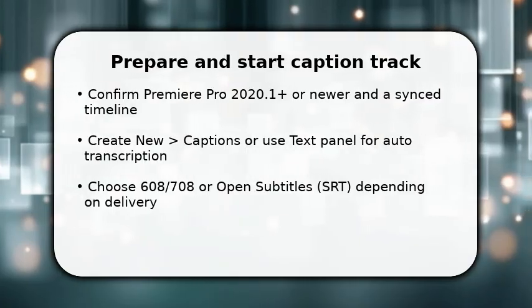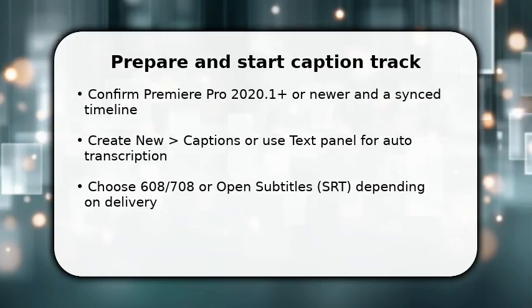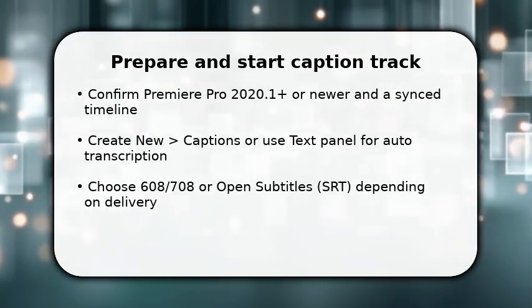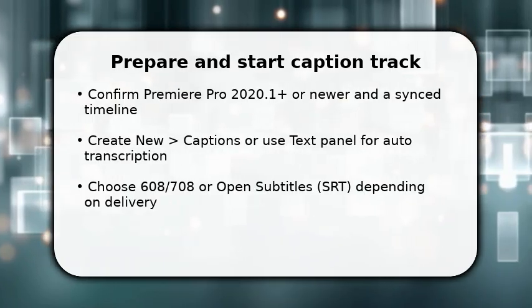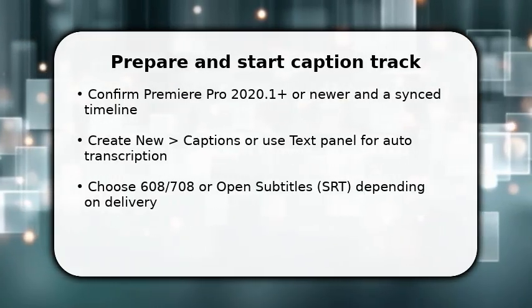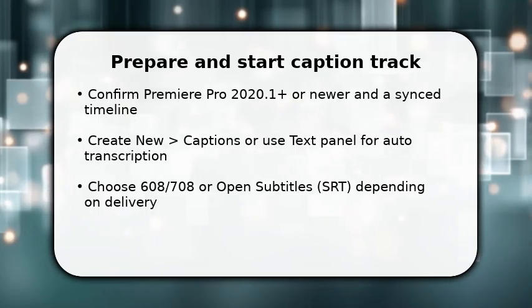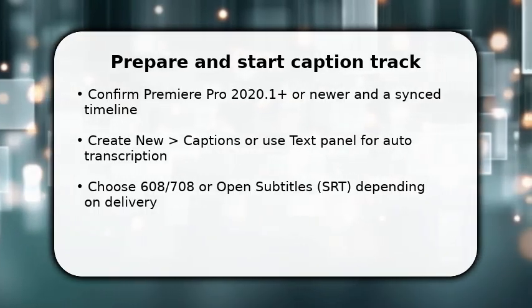You begin by targeting a completed edit and a clean audio track. This saves time when generating text. Open the text panel and hit Transcribe Sequence to auto-generate a transcript or import an existing SRT if you already have one. Choose the correct caption format.